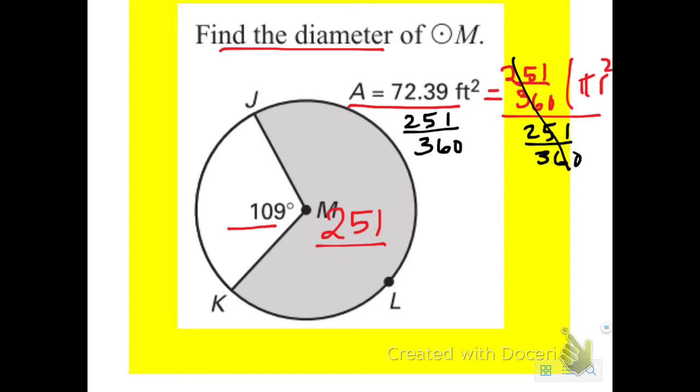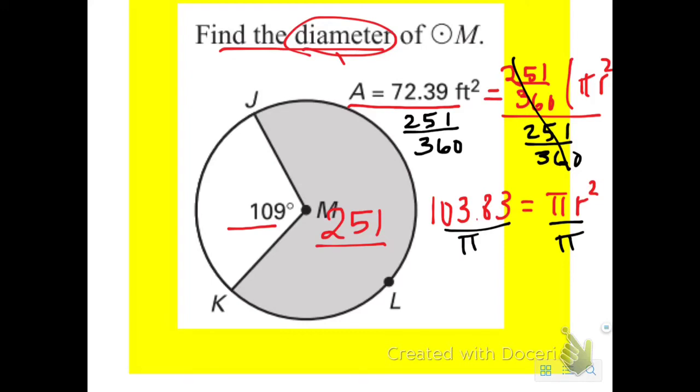So when I put it in my calculator, I would say fraction 72.39 over fraction 251 over 360. And that would tell me 103.83, I need to round up, equals pi r squared. And that's my area formula. But I don't want to know the area, I want to know the diameter. So to know the diameter, I've got to keep solving. So I'm going to solve for r. To solve for r, I divide both sides by pi.